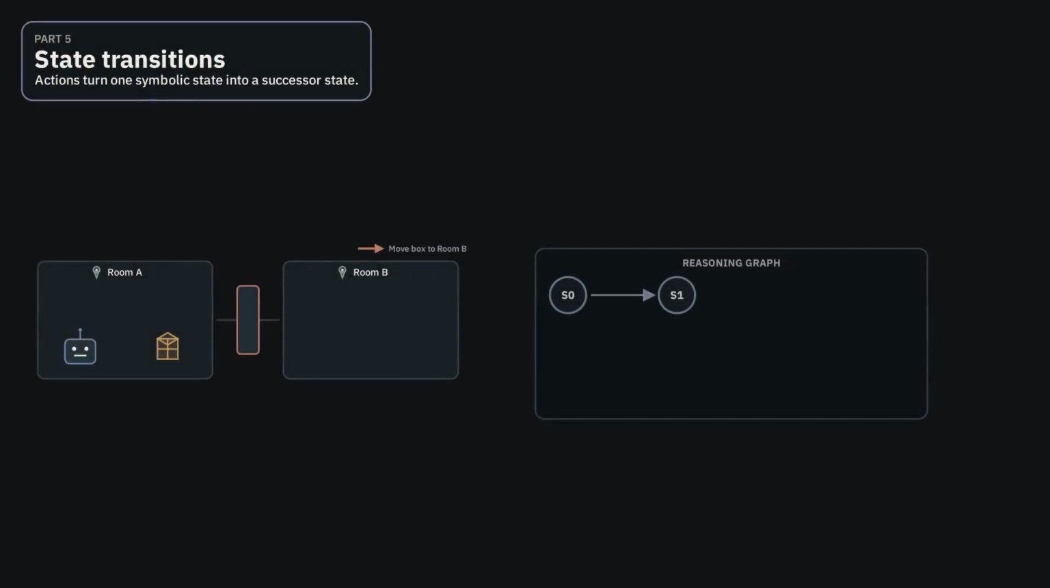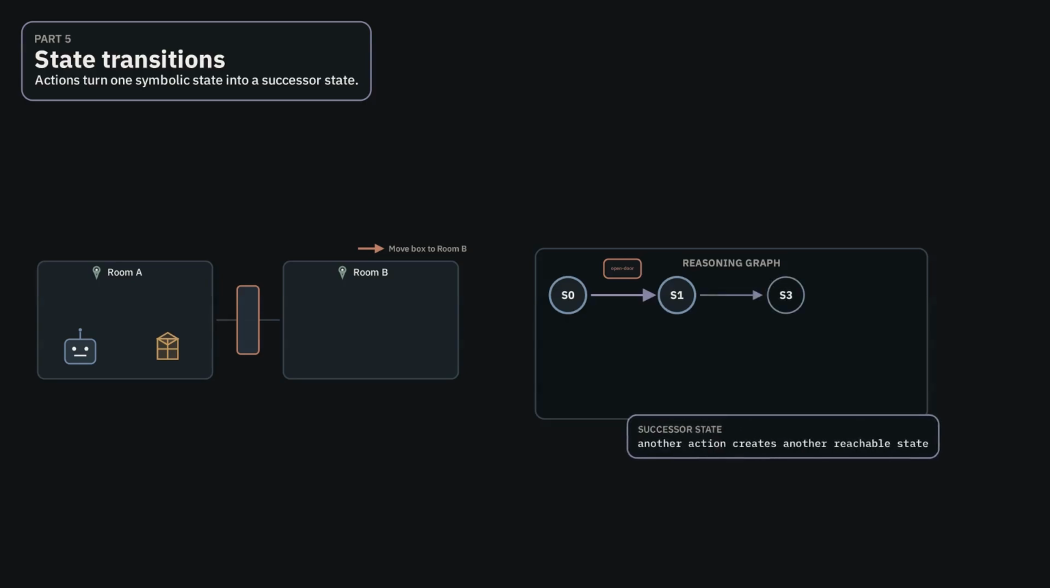Now we can describe planning more dynamically. Start in the initial state. Apply an action. You get a successor state. Apply another action. You get another successor state. Each of these steps is a state transition. If we string the right transitions together, we eventually reach a state that satisfies the goal.